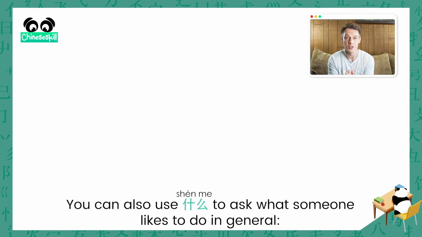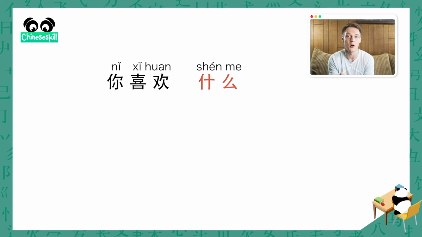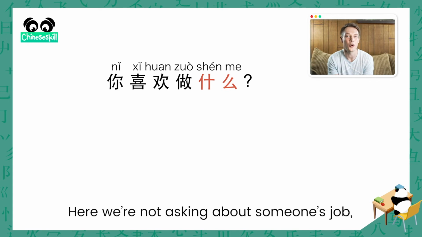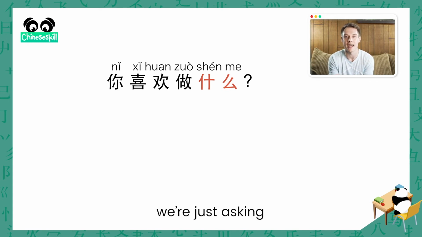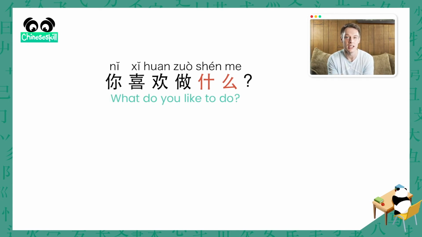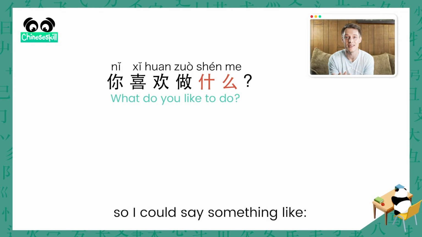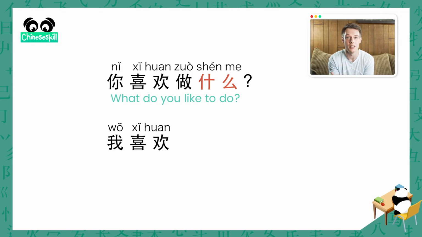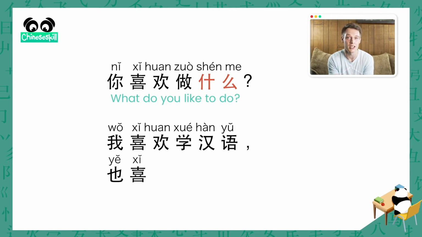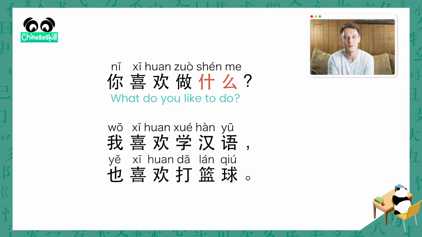You can also use 什么 to ask what someone likes to do in general. 你喜欢做什么? Here we're not asking about someone's job. We're just asking, what do you like to do? 你喜欢做什么? For me personally, I really like studying Chinese and playing basketball. So I could say something like, 我喜欢学汉语也喜欢打篮球.